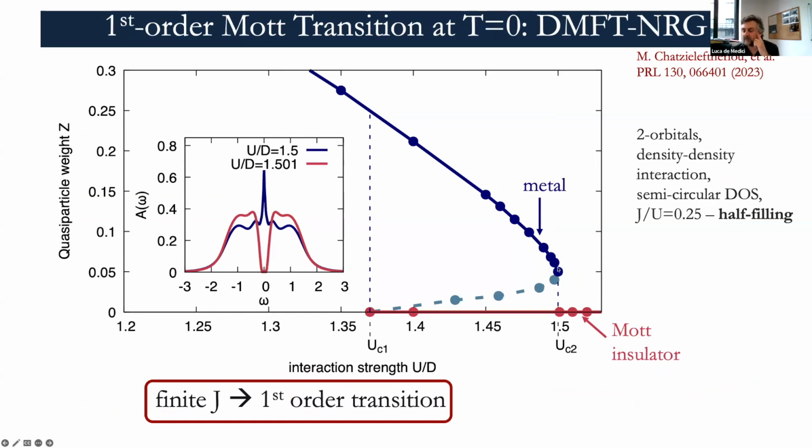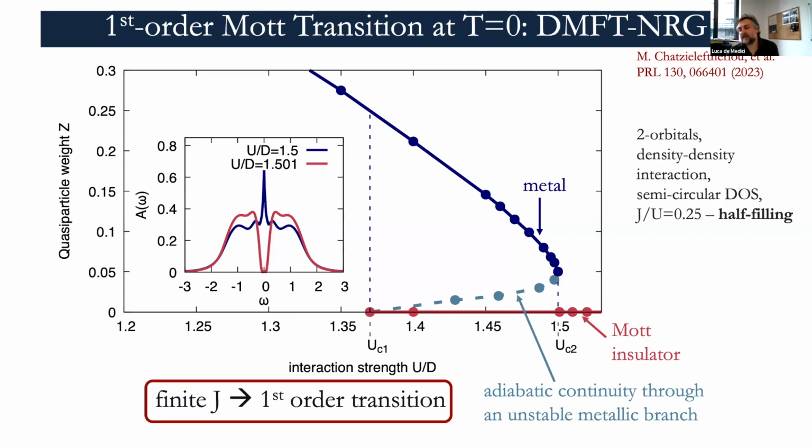This goes through a jump, a discontinuity, which is portrayed here by the difference in the 2 spectral functions of these 2 solutions. And what we found is that this jump is characterized by the fact that the 2 solutions are actually adiabatically connected through a 3rd branch, which is unstable and metallic. Then we decided to study what happens once you dope in this zone of coexistence.